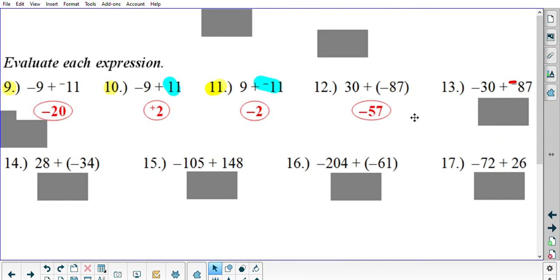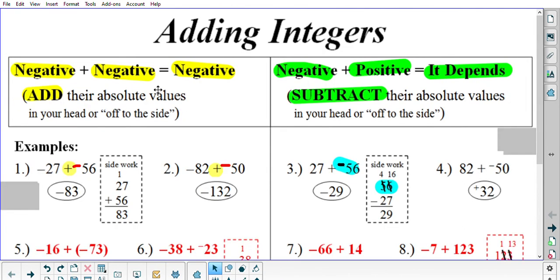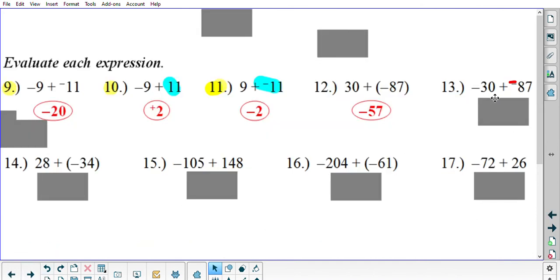Okay, anyway, both numbers are negative. What do you do? You do what I have highlighted in yellow up here on the top left. They're both negative, so you are going to add. If you have to go off to the side to do the addition, fine. That's going to give you 117. Should it go to a positive or should it stay negative?